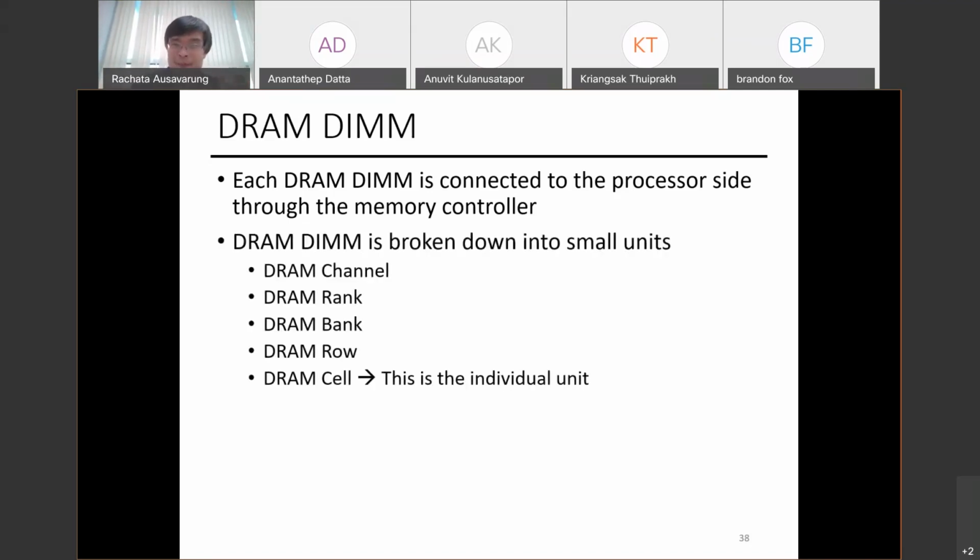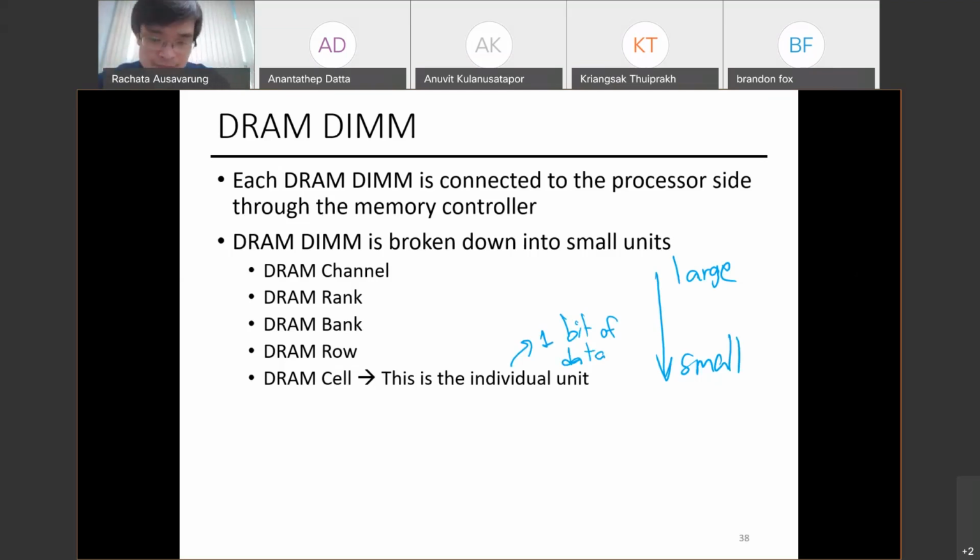The DRAM DIMM is broken down into multiple units, from large to small, right? The smallest unit is the cell. This is 1 bit of data, right? Then multiple cells are grouped into a row. A row of data is about 4 kilobytes, 2 kilobytes, depending on the configuration. The DRAM specification will actually tell how big one DRAM row is.